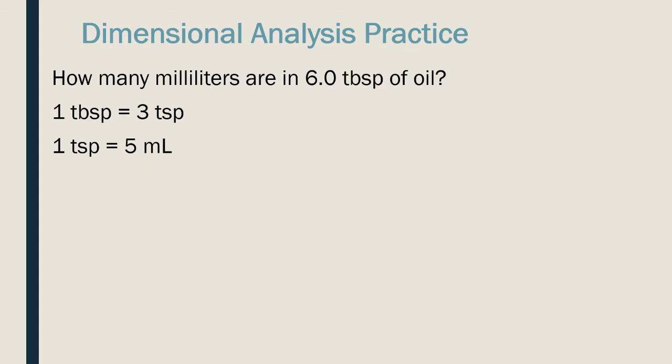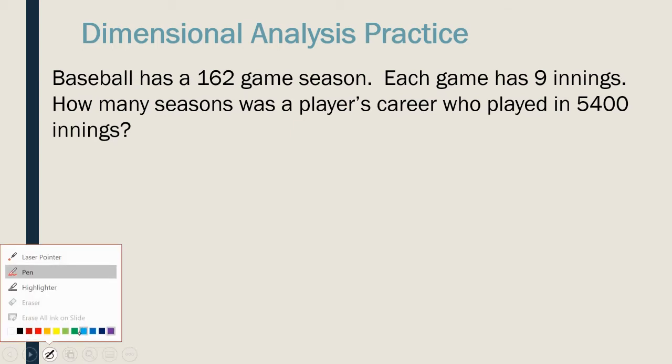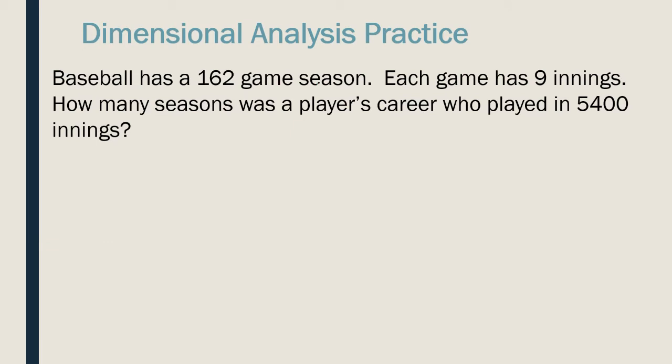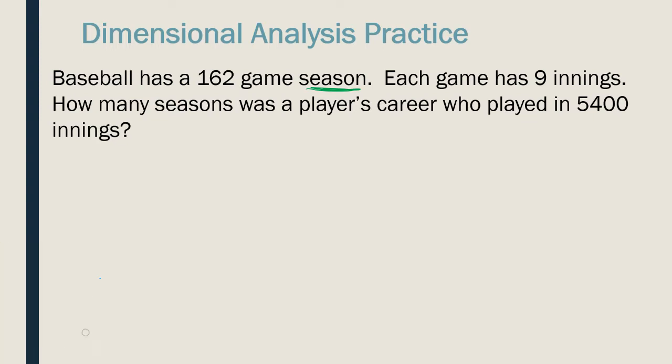All right, so let's try this one with the baseball game. I don't know why I keep avoiding the teaspoon one, but I do. All right, so we're looking through this problem, and a season, right? One season has 162 games. So if we have 162 games, that's one season. So we can put that as one of our dominoes. 162 games equals one season. So that's one thing we know.